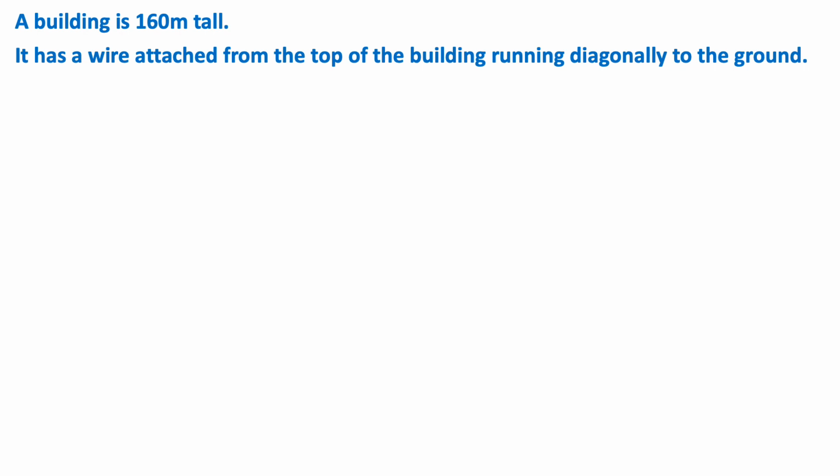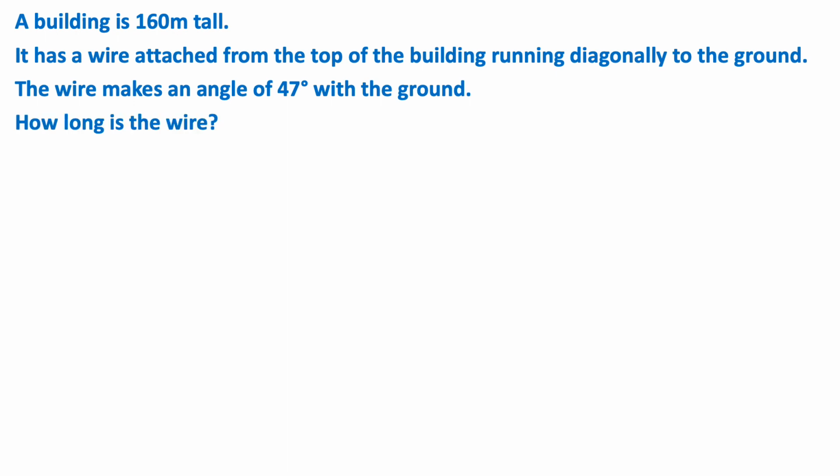Once you've done that, the wire makes an angle of 47 degrees with the ground. So you need to put a 47 degrees. Look at the two words in that sentence, wire and ground. You need to put a 47 degrees where the wire meets the ground. And the question that this is asking is, how long is the wire? So we want to know how long something is. Whenever you see how long, you're putting an X somewhere on your diagram.